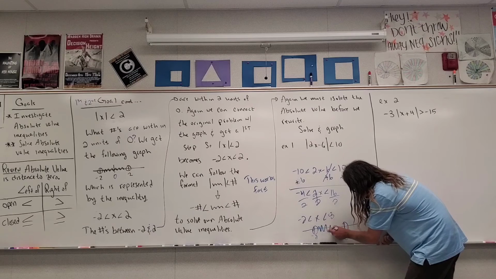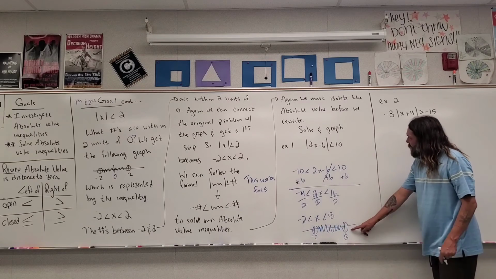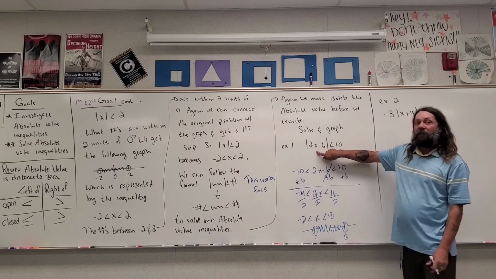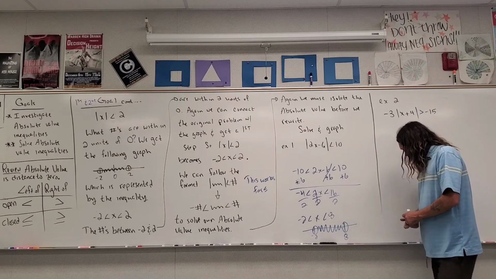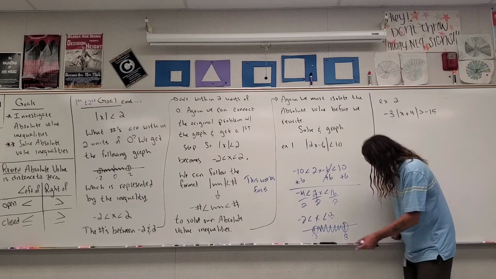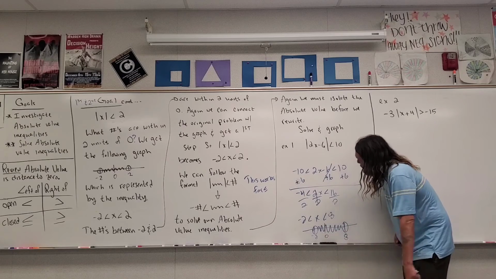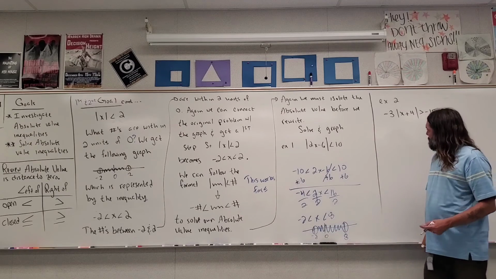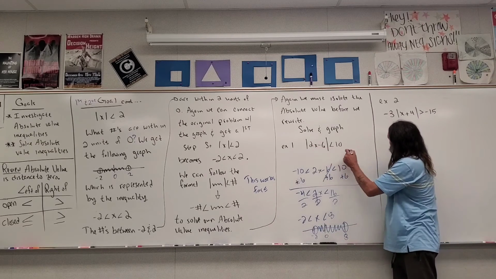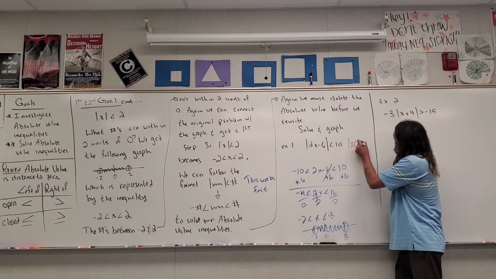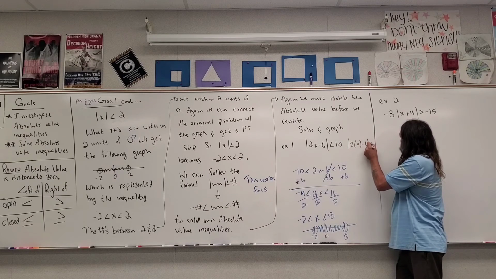And if I shade in there, these are all the numbers that if I plug into this, it's going to give me a true statement. So I'm going to pick the nicest number I can plug in. That's 0. 0 is a great number to plug in, so I'm going to plug that in to see if I get a true statement. The absolute value of 2 times 0 minus 6 is less than 10.